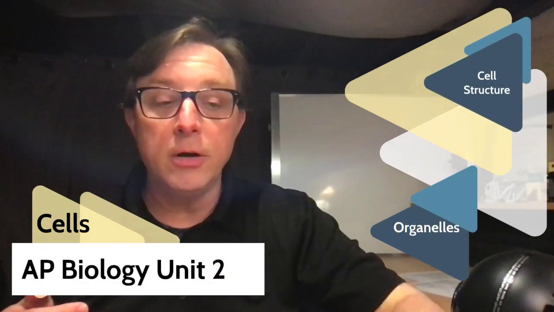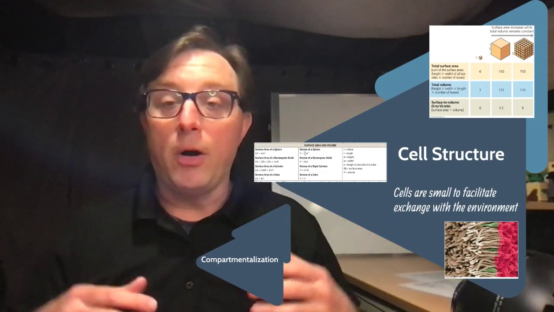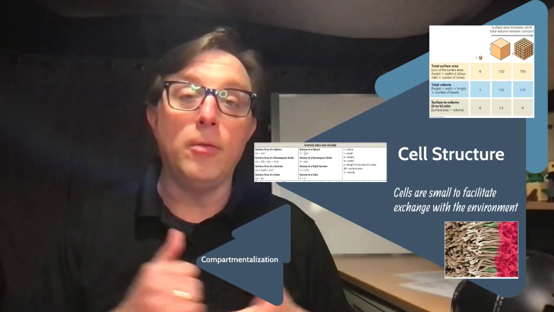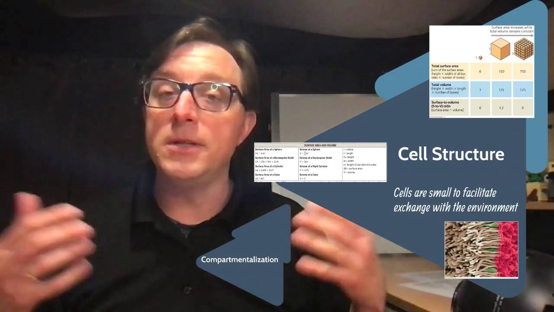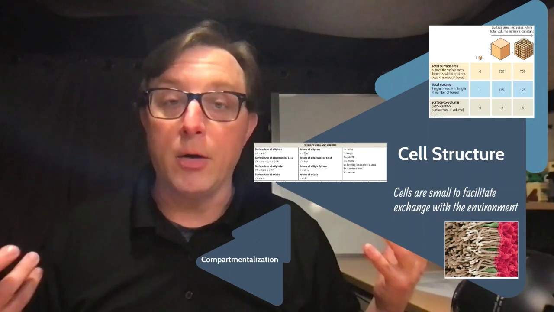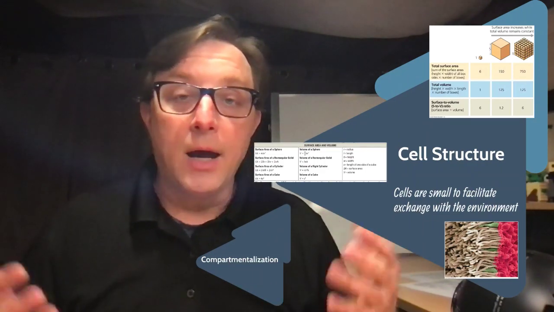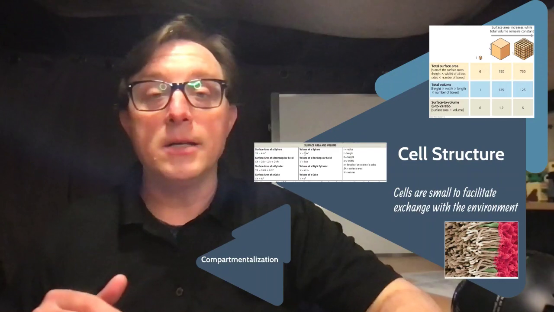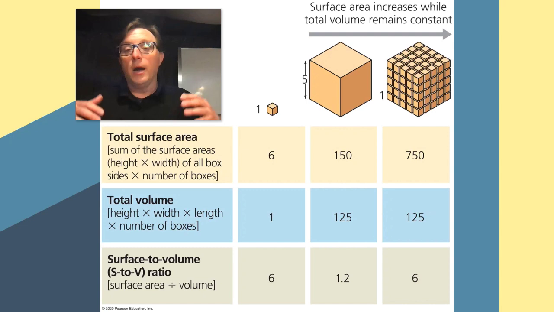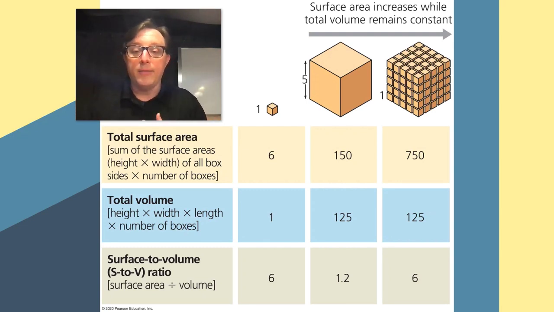We'll start here with some basics on cell structure. Of course, as you know, cells are very small. The reason that they are small is to help with the exchange of materials with the environment, both materials coming into the cell and materials coming out. This small size helps with this exchange because of the very high surface area to volume ratio. Small cells have a surface area to volume ratio of about 6:1.